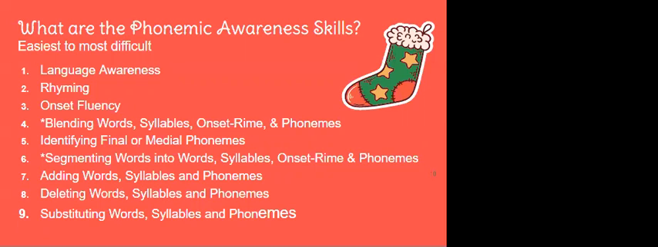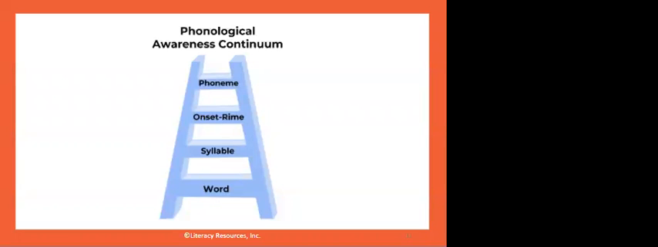And then we can start adding words and subtracting words. And then last but not least, we are substituting words and syllables, and then the very hardest skill to do is substituting phonemes. This is another way to kind of just look at that. It's a little bit more of a simple view, and you may see this when you're talking about the world of phonemic awareness. So you can see we start down there at the bottom with words. Some even say sentences, and I believe we should start with sentences and move into compound words and words.